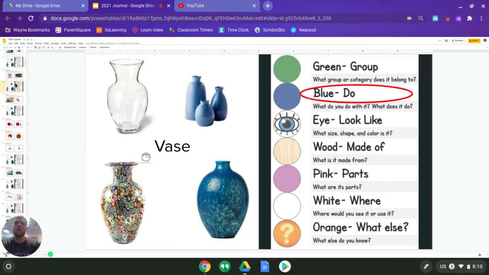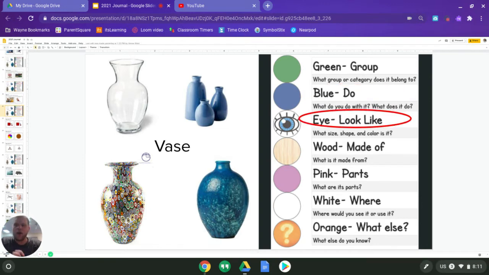All right, guys, so we're going to move on to blue. Blue is do. So what do we do with a vase, or what does it do? So we just said something that we could do with a vase. That we might be putting something in it. So you guys can tell me, what do we put in it? Or you could tell me, what else do we do with it? Where would you put a vase in your house? Or what does a vase do? Does it look cool? Does it sit there? Think about that as you answer these questions.